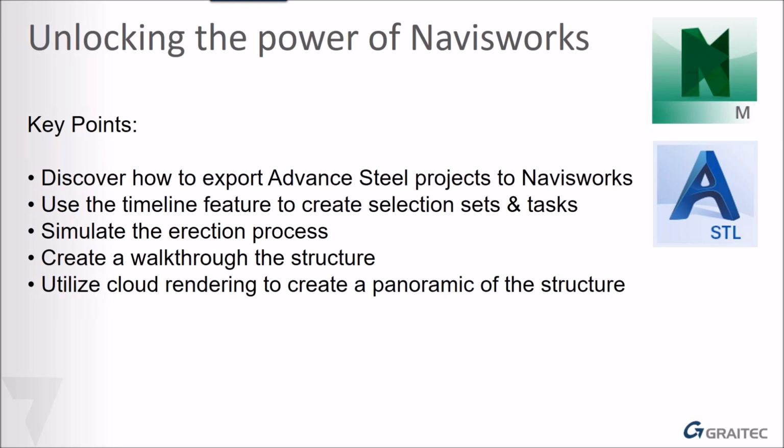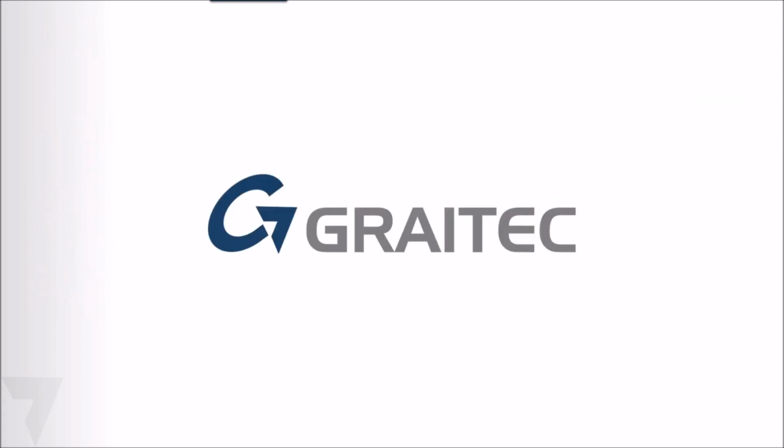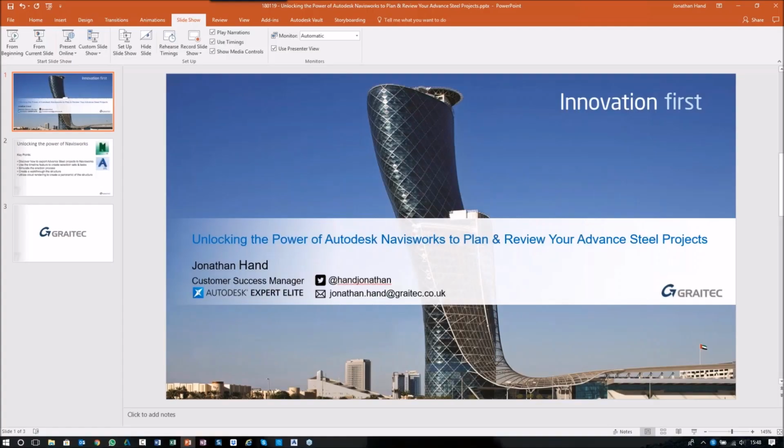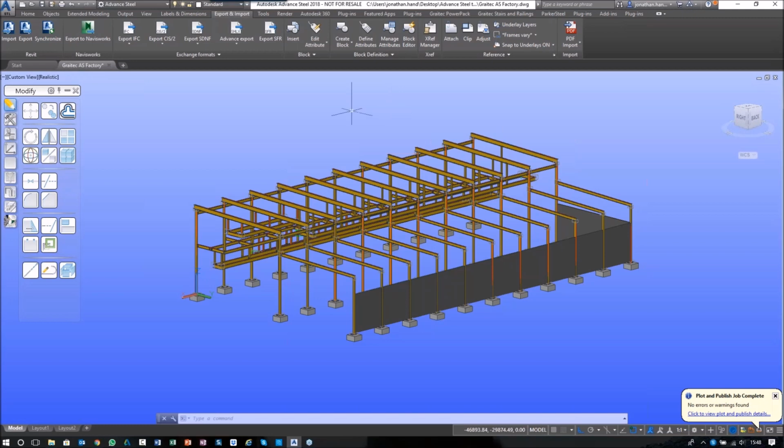As part of that, we're going to create a walkthrough so we can actually take you inside the project, walk about, have a look and review some of the components and connections. And then finally we're going to take that up into the cloud and create some renders utilizing the Autodesk cloud rendering solution. So enough of the PowerPoint for me, and I'm going to jump straight into Advanced Steel.